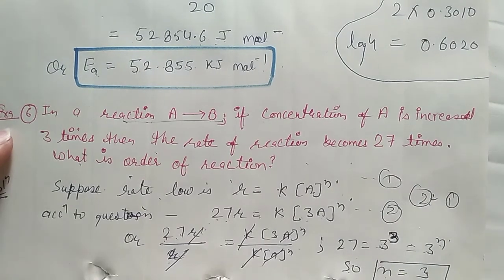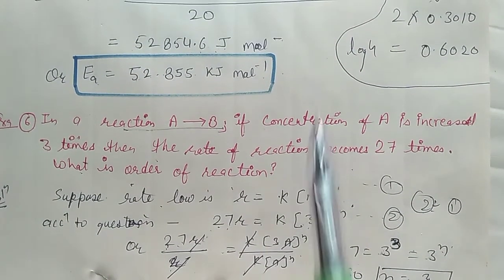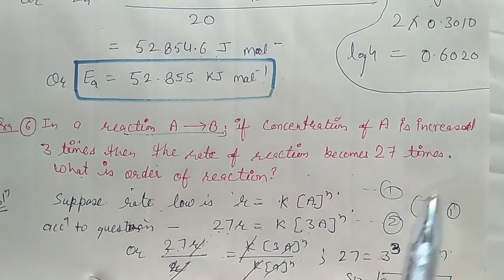Okay, thus we can solve the numericals related to Arrhenius equation and related to orders also. Thus this chapter is completely discussed. I think you can understand the concept of chemical kinetics easily. Thank you.